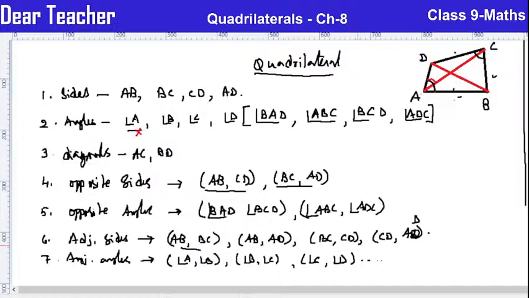Quadrilateral. And finally, the sum of four angles is equal to 360 degrees. So this is the angle sum property. The things you should be able to know, right?